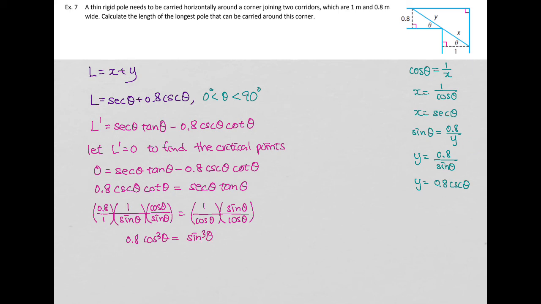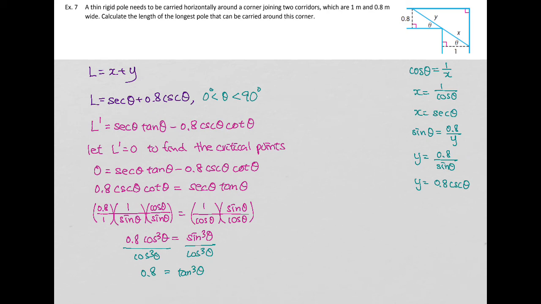In order to solve for trigonometry functions, you cannot have two trig functions. That means we have to switch them back into one. How do I do that? I'm going to divide by cosine cube theta on both sides. The reason I can do it is because theta is never at 90 degrees. That means cosine theta will never become 0. Therefore, we can divide by cosine cube theta on both sides. And once we divide, you are going to get 0.8 equals tangent cube theta.